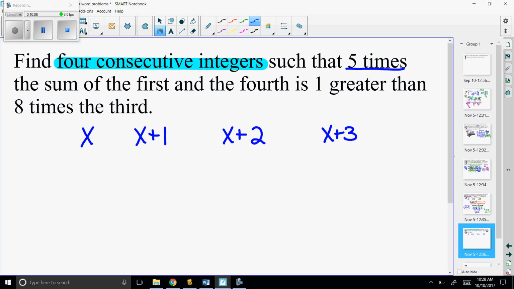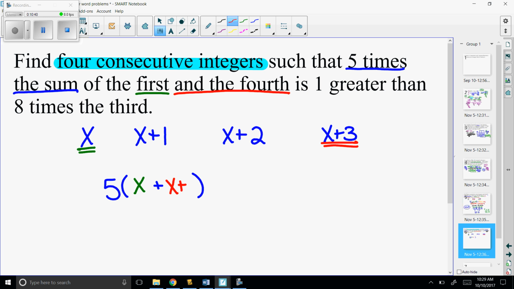It says 5 times the sum. So if I want to show 5 times the sum, I'm going to start with 5. Times means parentheses. Sum means I'm going to add. So I get 5 times a quantity with an addition sign between it. The sum of the first, what's your first value? First value is x. 5 times the sum of the first and the fourth. What's your fourth? First, second, third. Fourth is x plus 3.